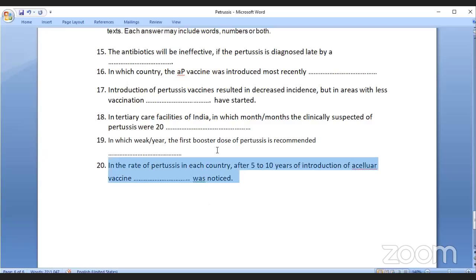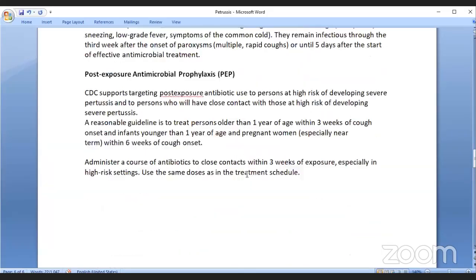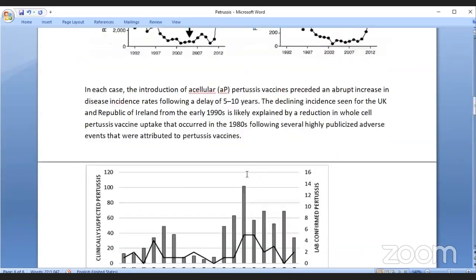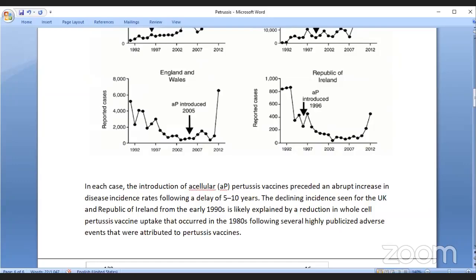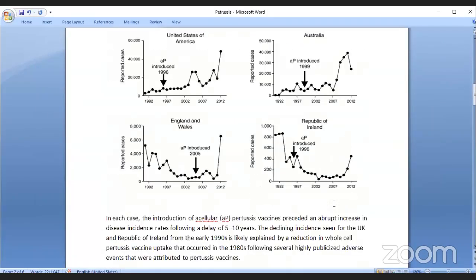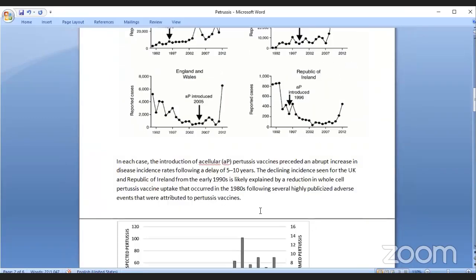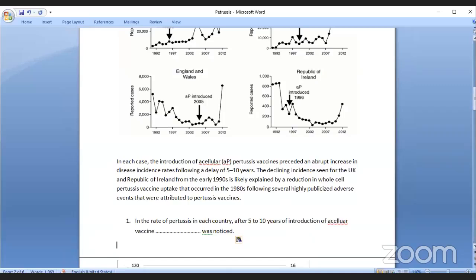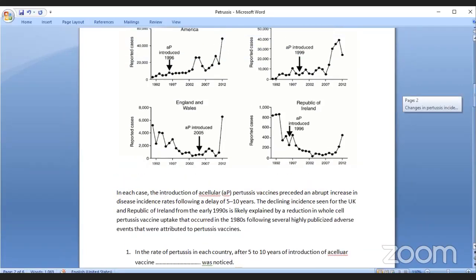So in which text? Definitely the columns, the B, the graphs. So here you have graphs and you have some text also, and here is your question. Please try to find the answer and tell me what is the answer.